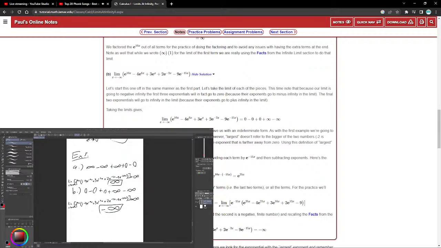Said we're going to use the largest to refer to the exponent that is farther away from 0. Why? Why would you do that? It's a negative? Really?